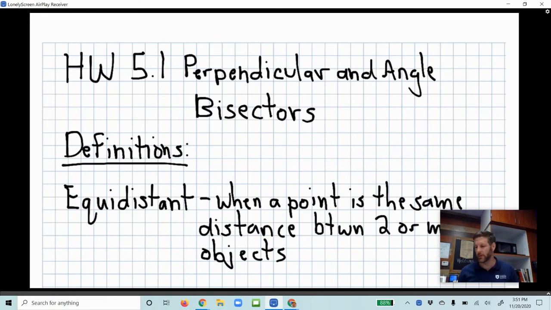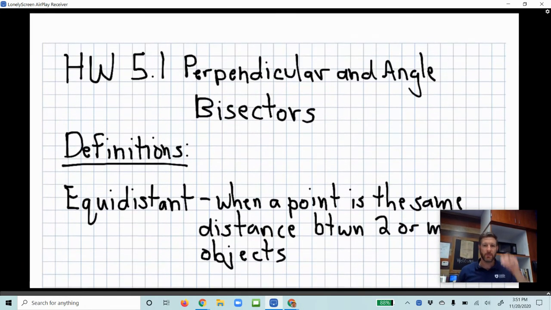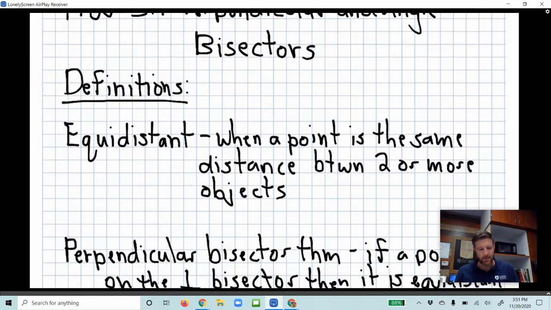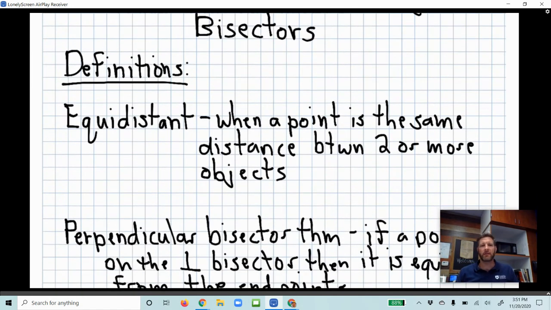We are on 5.1. Hallelujah, the last chapter we'll cover, in this case, before Christmas. So here we go. It's called perpendicular and angle bisectors. So we've got a couple definitions, including their converses. And again, it might seem a little complicated at first, but I just encourage you to get the big picture because it's a little abstract as we get started.